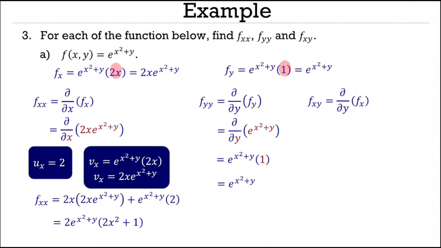For f sub xy, it equals the derivative of f sub x with respect to y. Since 2x is a constant, we just rewrite it and only differentiate the exponent part with respect to y. And the answer is this.